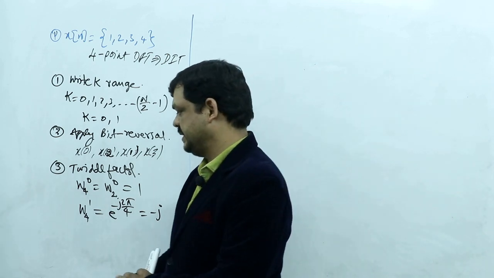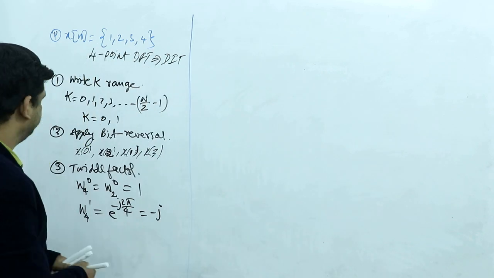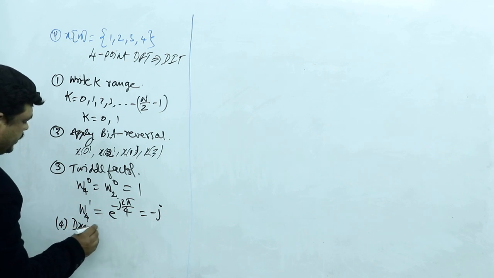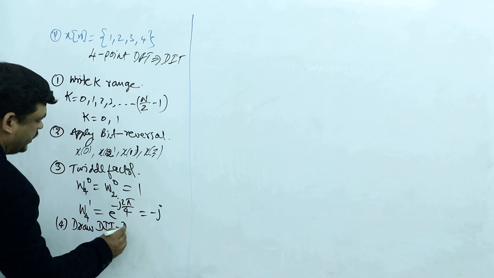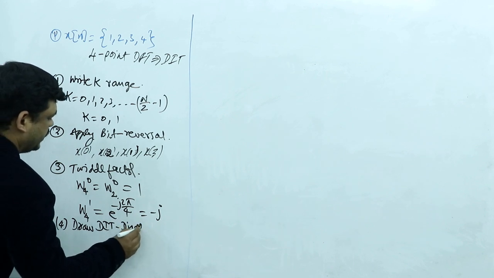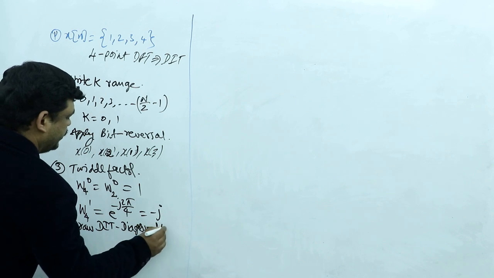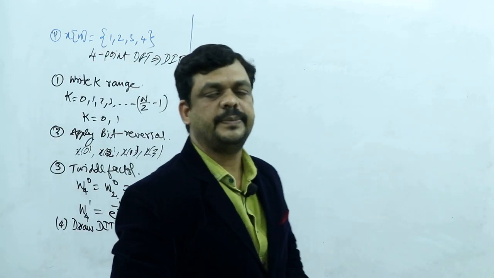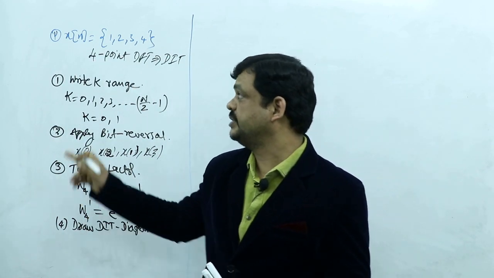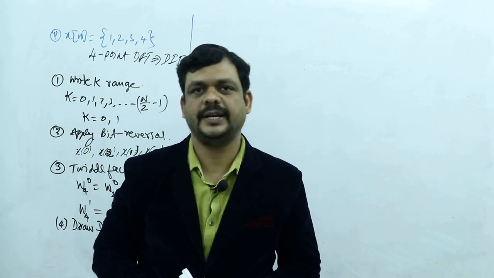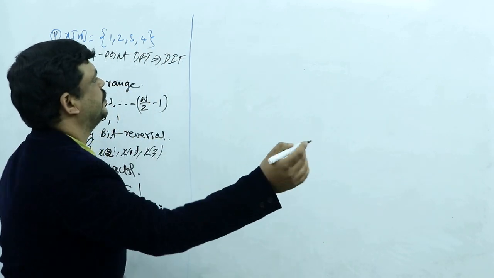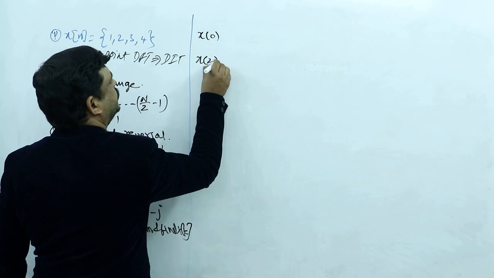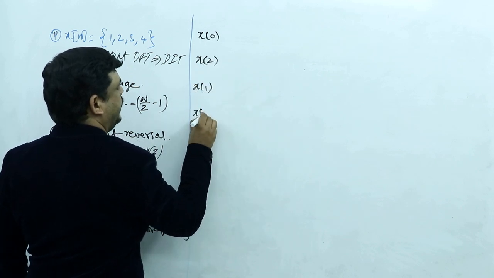And now from this analysis, the fourth step is required: draw the butterfly diagram. The fourth step is to draw the DIT diagram and find X(k). The DIT diagram here is the 4-point DIT FFT. To draw that, first of all I am taking here x(0) and here x(2), x(1) and x(3).